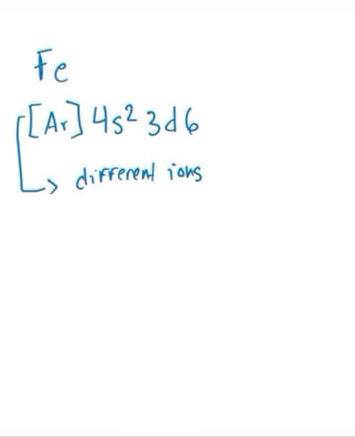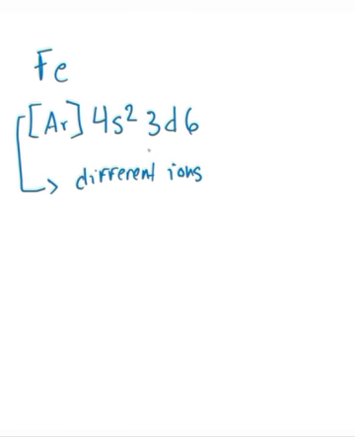So, for example, iron has two common oxidation states: Fe +2 and Fe +3. That means iron has lost 2 electrons or lost 3 electrons. So if we were to look at the electron configuration of iron again, we would have this.